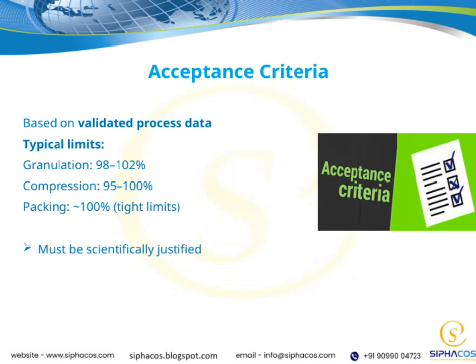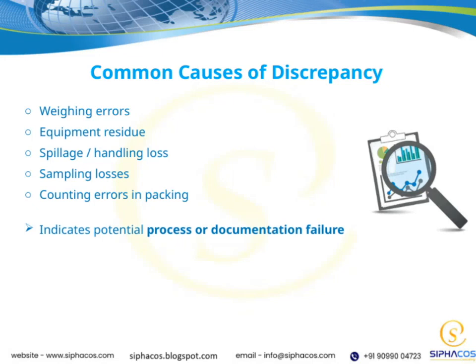When we look at common causes of discrepancy, there are a few key areas to consider. First, weighing errors can happen for various reasons, like incorrect calibration or handling mistakes, which can lead to inaccurate measurements. Next, equipment residue is a critical factor. Leftover material or contaminants on machinery can skew results. Spillage and handling loss are also common. Sometimes during transfer or packing, material can be lost or spilled, affecting the actual quantities.